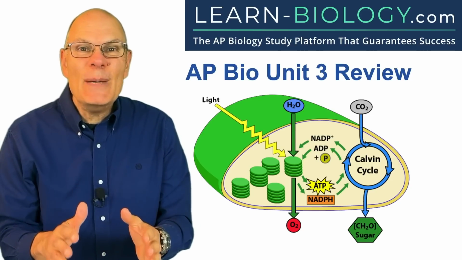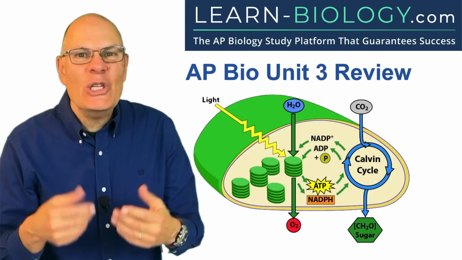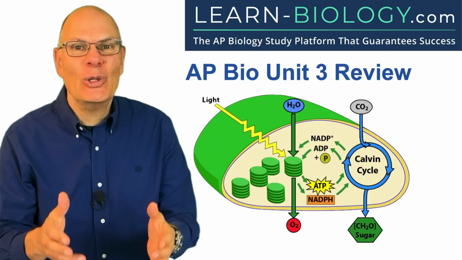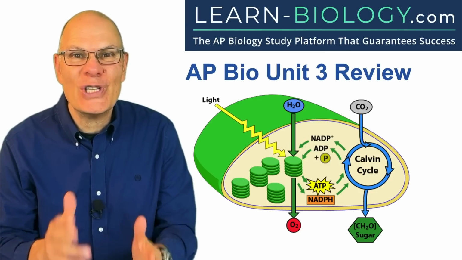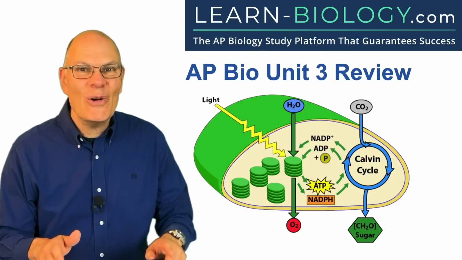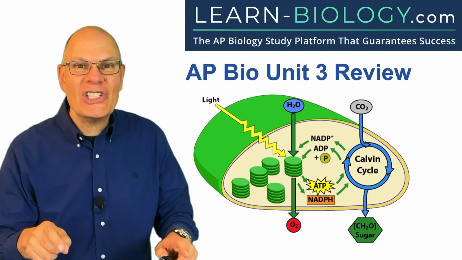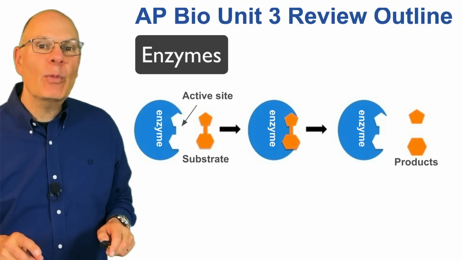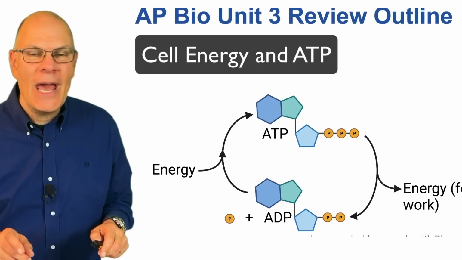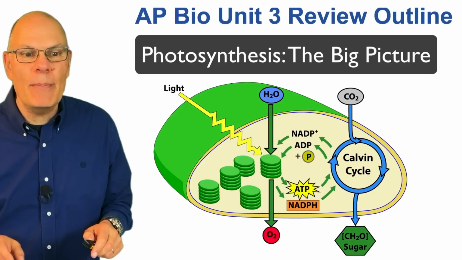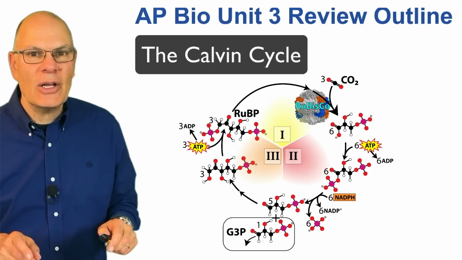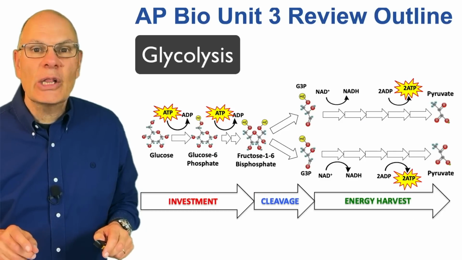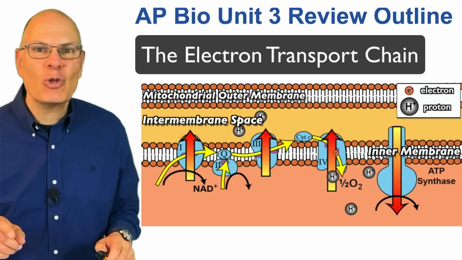If you're studying AP Bio Unit 3, Cellular Energetics, then you might be feeling nervous or anxious because AP Bio Unit 3 is a tough unit. It includes topics like cellular respiration and photosynthesis. But don't worry. The goal of this video is to teach you everything that you need to know to crush that next unit exam or the AP Bio test. Here's what we're going to cover. We're going to start with enzymes, then we'll move on to cellular energy and ATP. That'll lead us into photosynthesis, where we'll look at the big picture, the light reactions, and the Calvin cycle. We'll end with cellular respiration, again the big picture, glycolysis, the link reaction in the Krebs cycle, and we'll end with the electron transport chain.